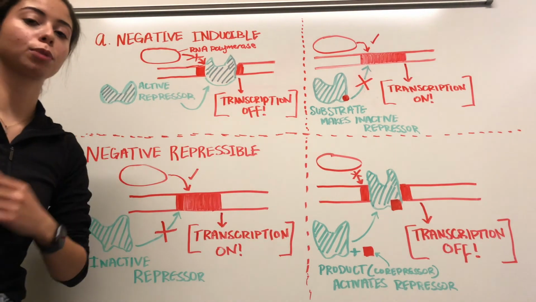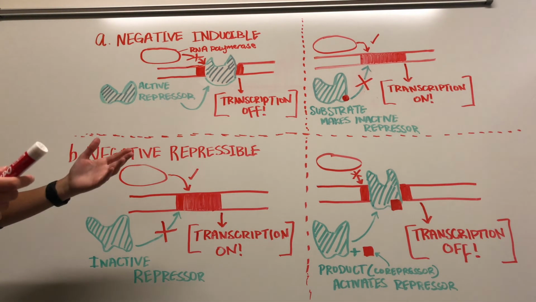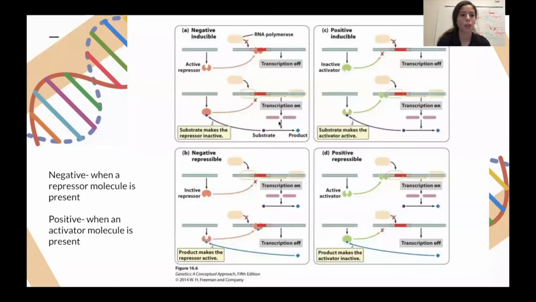We're going to go ahead and switch back to the PowerPoint so I can explain what happens in positive inducible and positive repressible systems. Okay, so now we're going to go deeper and ask, what if it's a positive inducible system? What if it's a positive repressible system? Positive meaning that an activator molecule is present. Don't get too caught up in the detail. We already know the foundational concept. Like I said, it just takes some application of that concept.